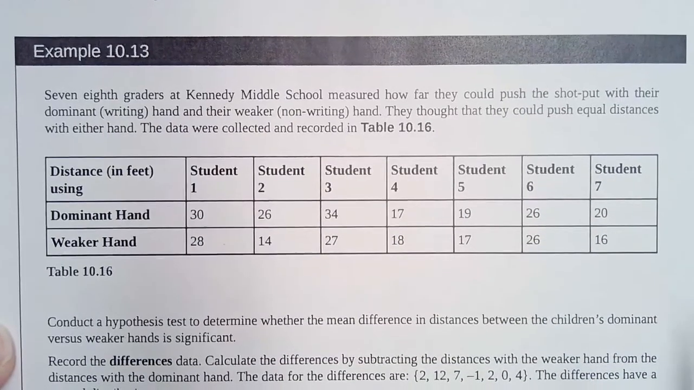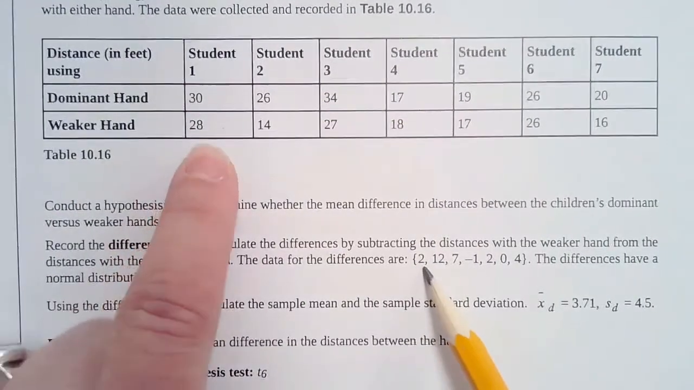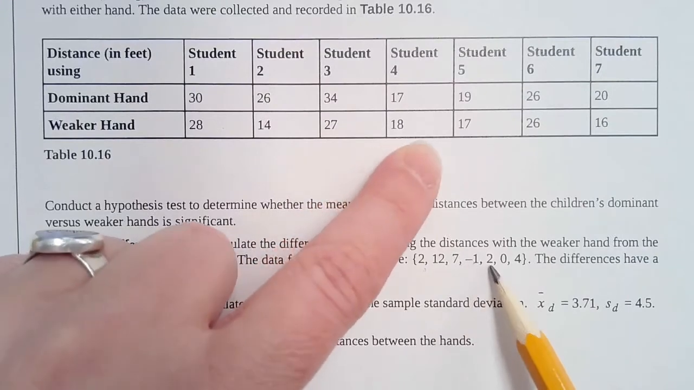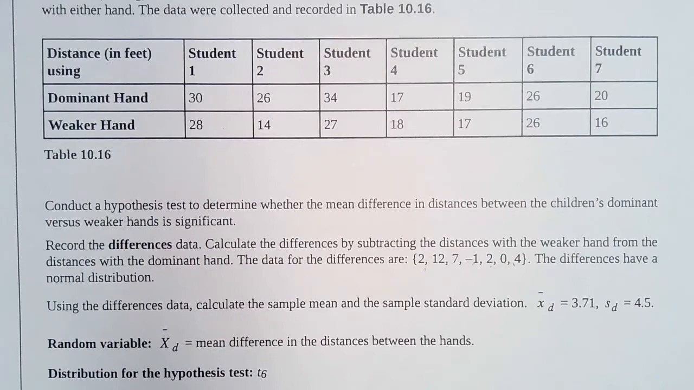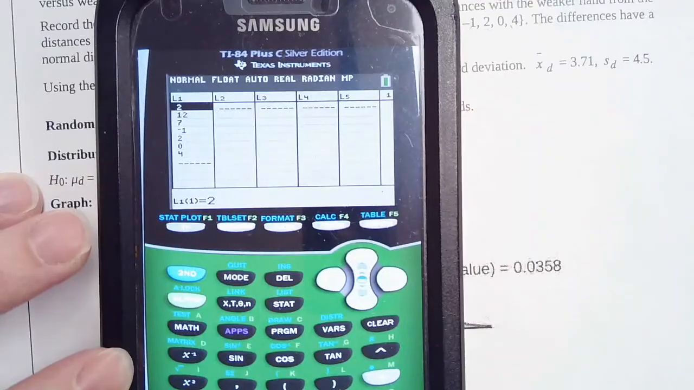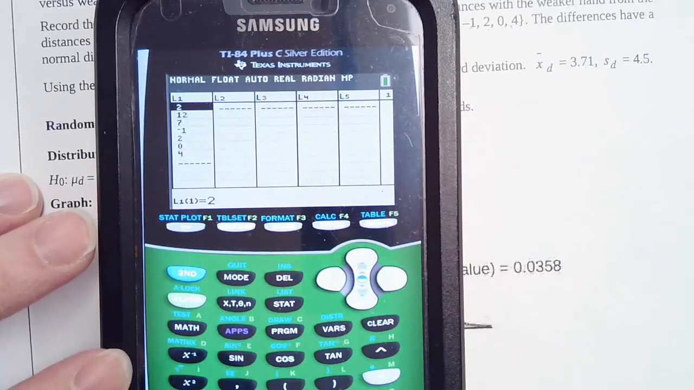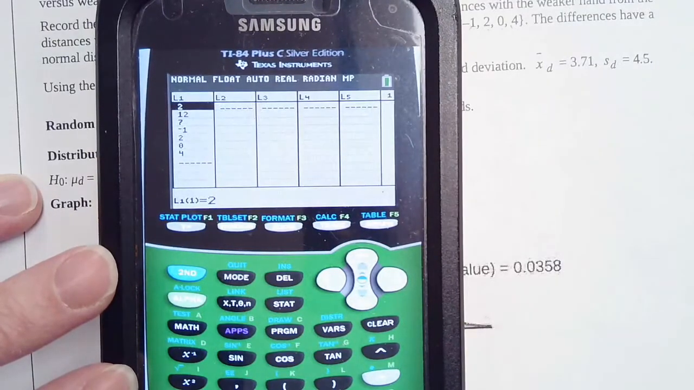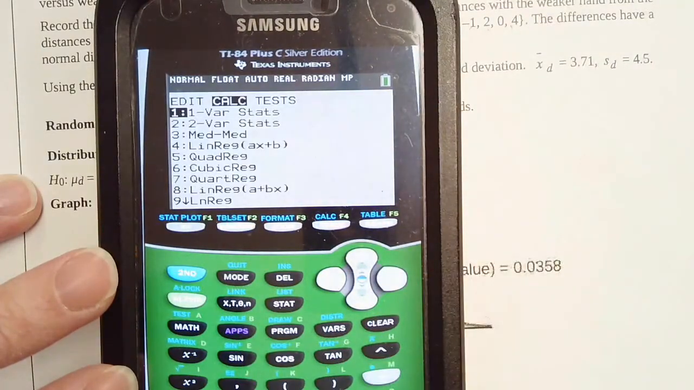So the 2 comes from that difference. Then we have 12, 7, -1, 2, 0, and then 4. So those are the differences between the dominant hand and the weaker hand. So we use those differences, and I put those into my list. Now I could use the data setting on this, but I'm going to do the one-variable statistics on this to show you how you can get that.